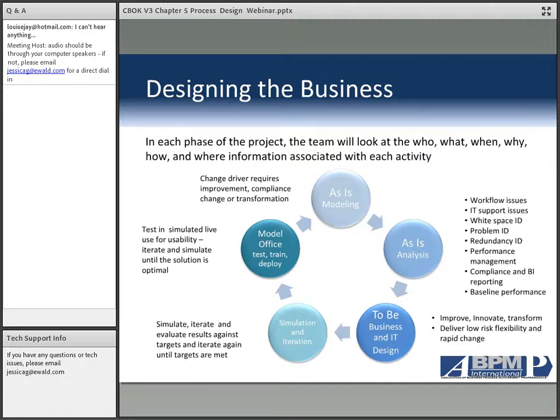And the analysis is really where you prepare the foundation for all of the change that's coming, which deals with workflow issues, IT support issues, white space issues, problems, and a variety of other things. Based on those recommendations, based on that analysis, you can now start to look at how do we change things? How can I improve? What can I innovate on? How can I transform? And what can I deliver with low risk, but at the same time delivering flexibility and an ability in the future to change rapidly?